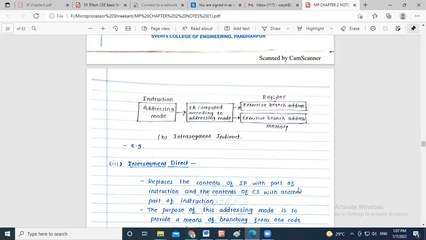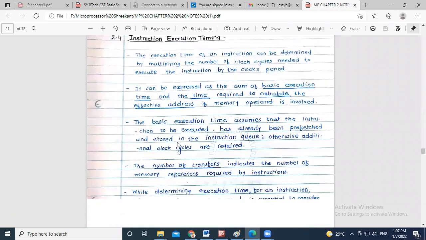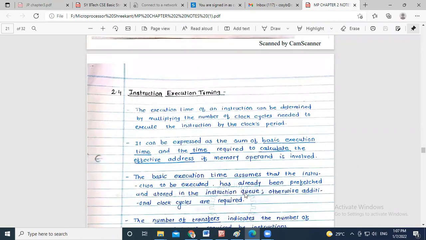Just go through this for 10 to 15 minutes. Any doubts, you are always welcome to ask. After 15 minutes, I will start with execution timing. I will teach execution timing in 40 to 45 minutes. Please go through these addressing modes notes for 15 minutes. Anything else, please let me know. Yes, your time starts now to study these addressing modes. I will start instruction execution after 15 minutes. Okay.